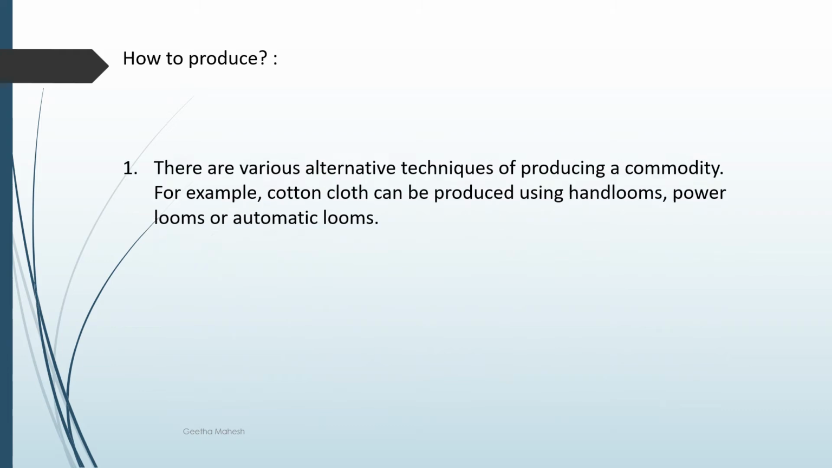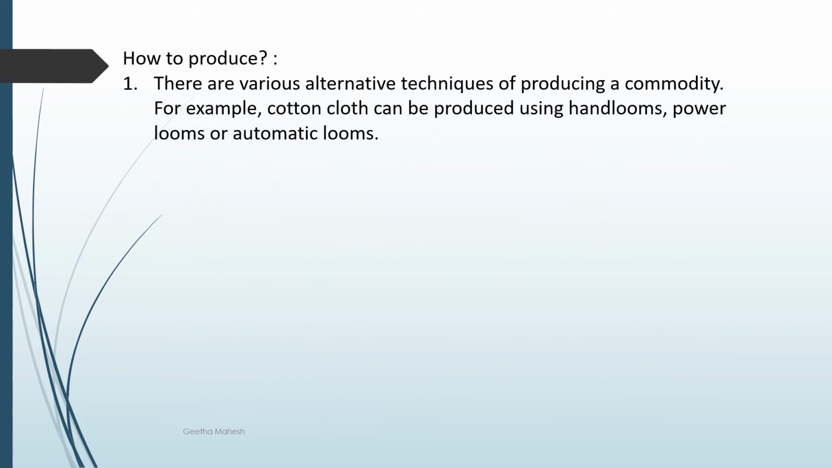Dear students, next one is how to produce. That is nothing but the technique of production. The economy has to decide which type of technology they are using. Let me start with an example. When you have alternative techniques of producing a commodity, like to produce cotton cloth, you can use hand looms, power looms or automatic looms.